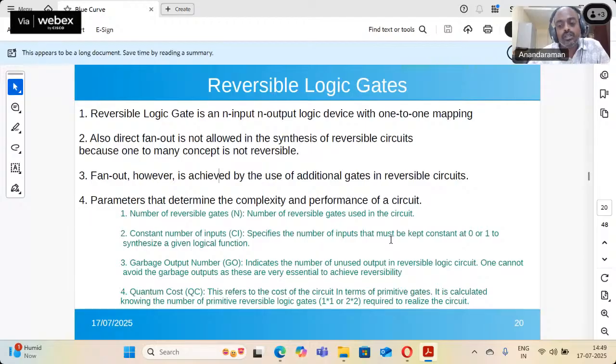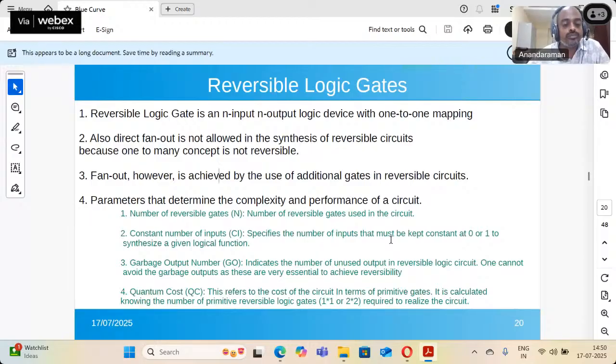For example, you have two inputs and two outputs. One output will be of interest to you, and another output we are having just for the sake of reversibility. That output may not be used in our circuit at all. That is called garbage output. But if we have two inputs, we should have two outputs. Three inputs means we should have three outputs. So a dummy output also we should have for the sake of reversibility. That is called garbage output.